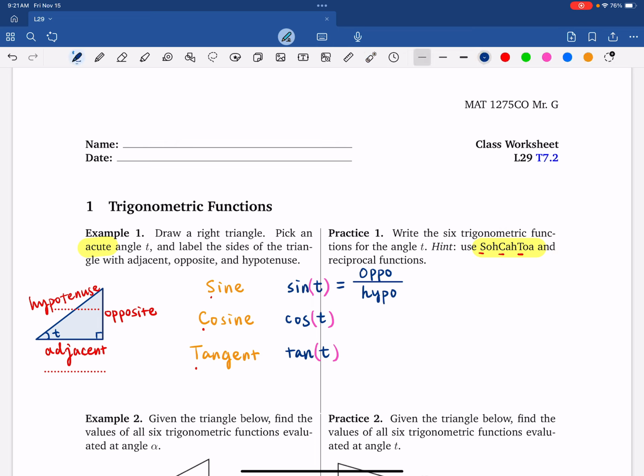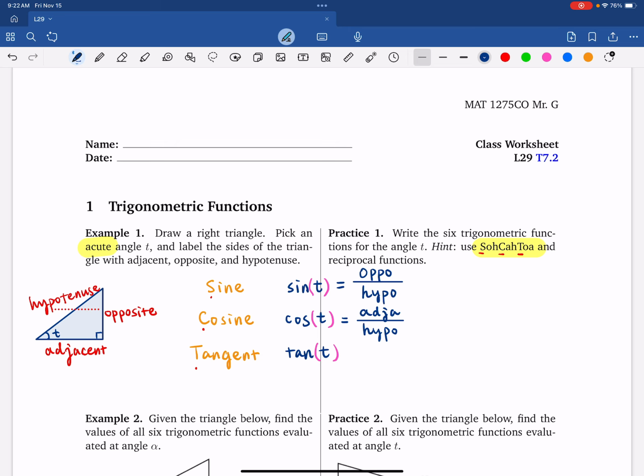And then the next one is cosine of t. Cosine of t, follow the SOHCAHTOA. According to that, you're going to do A divided by H. So let's write that down first. A divided by H. And then what is A? According to the right triangle, it's adjacent. I'm going to do ADJA. And then H is, again, the hypotenuse, HYPO. So that's how you define cosine.